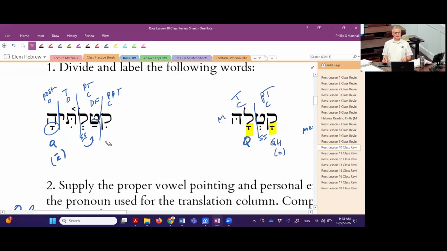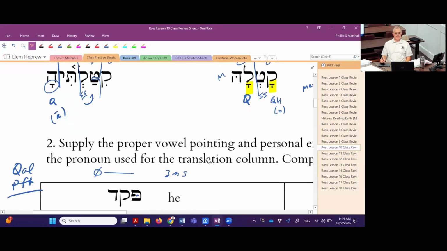So how am I going to pronounce this? First syllable, kit. Second syllable, tal. Then ta, got to get the hey first and then the tav. Kit-tal-ta. Kit-tal-ta. Yeah. All right. Good. Anybody have any questions about this? Makes sense. All right. Good.